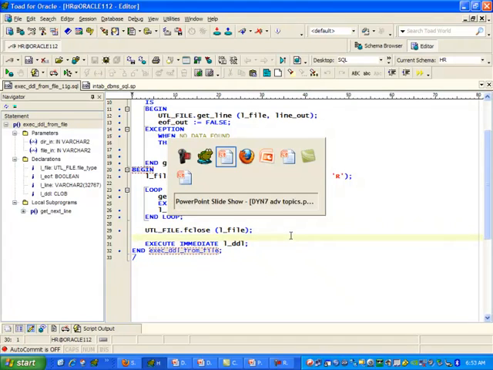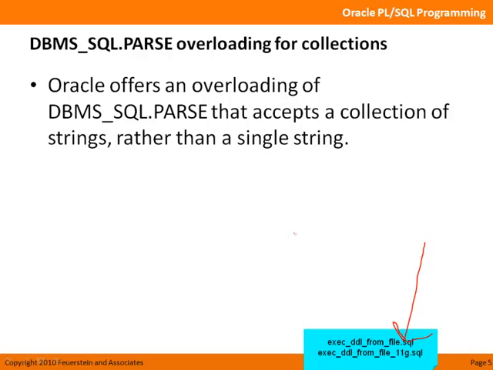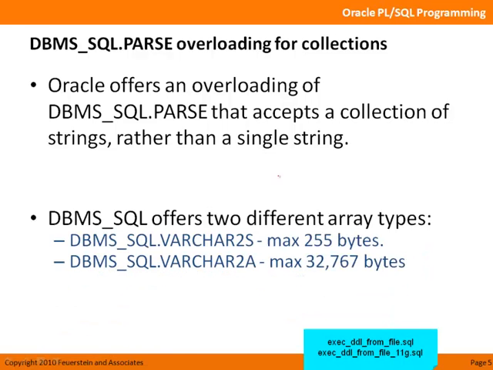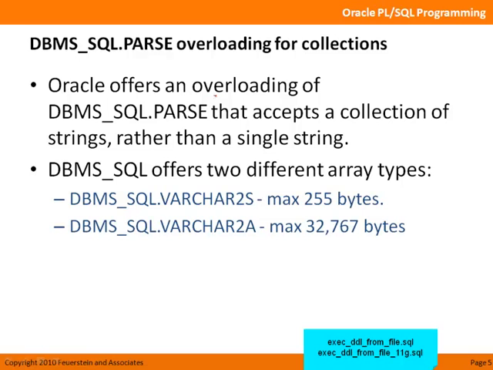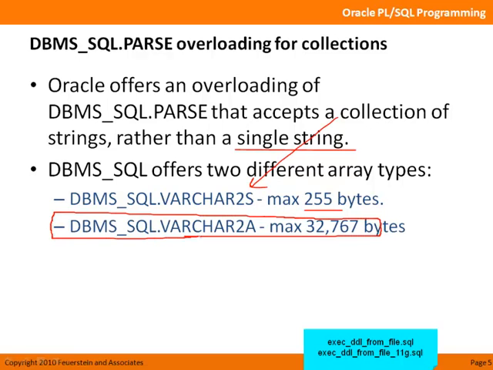Unfortunately, if you're not yet on 11G, it's a lot more difficult than that. Fortunately, if you're not on 11G, Oracle offers in the DBMS_SQL package overloadings of the parse procedure that accept a collection of strings rather than a single string. And in fact, you can pass it either a collection of strings, maximum size 255, or a collection of strings, maximum size 32,767. This would be the preferred array to use for this scenario if you're on Oracle 10G and higher.